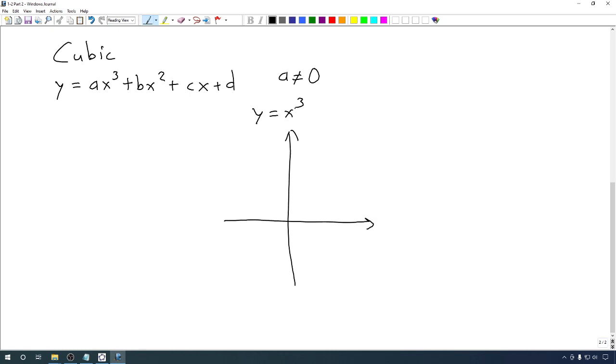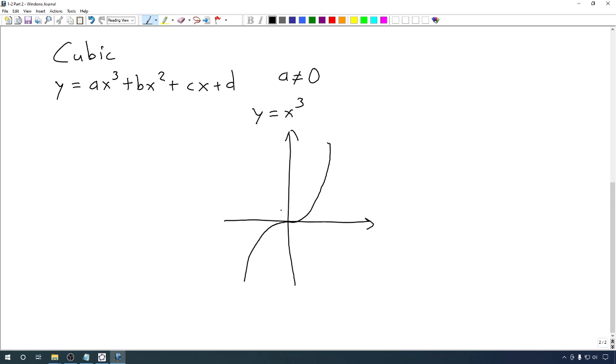But if a equals 1 and everything else is 0, then we have our standard example. I'm just going to go ahead and graph this. Actually, let me make this a little bit clearer. It does really level off there, but then it keeps going up. It does not turn around like quadratics do. This is our standard cubic.